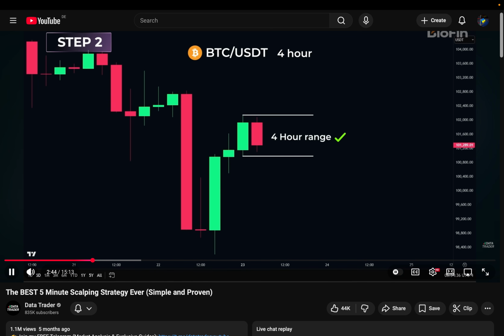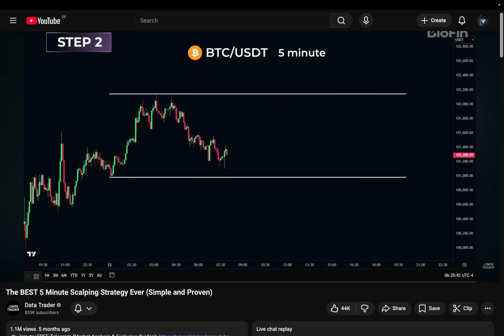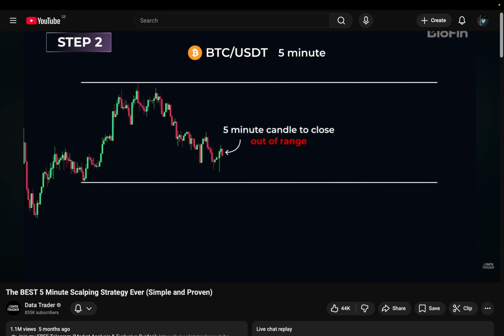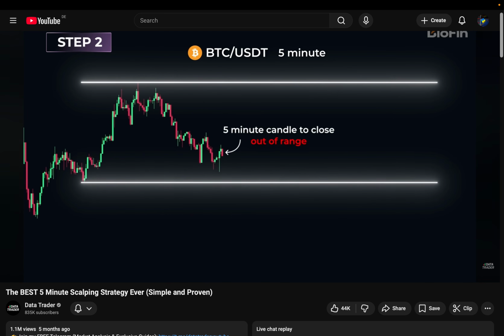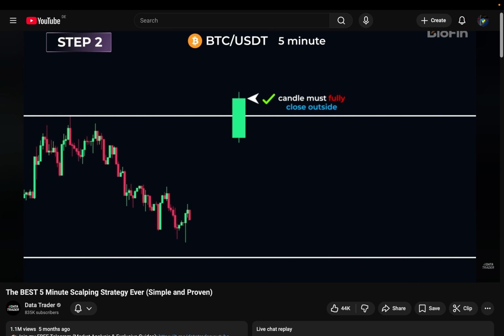So after the 4-hour range is identified, we go down to the 5-minute time frame to look for scalp setups. So the setup we're looking for is when the 5-minute candle closes outside of the range, either the range high or range low. But again, the key here is the candle must fully close outside, so wicks alone don't count.